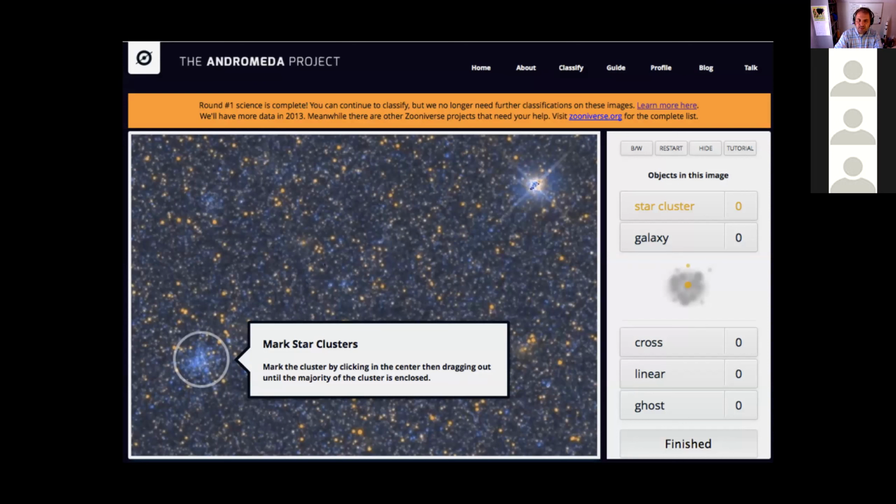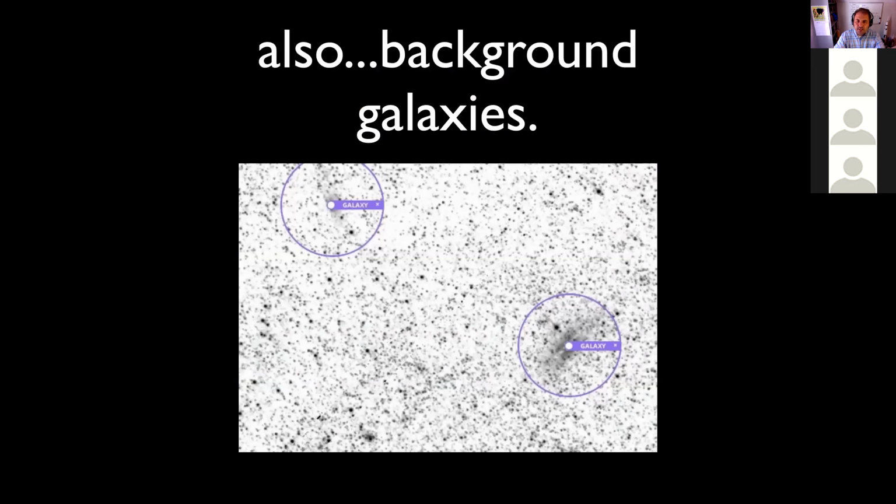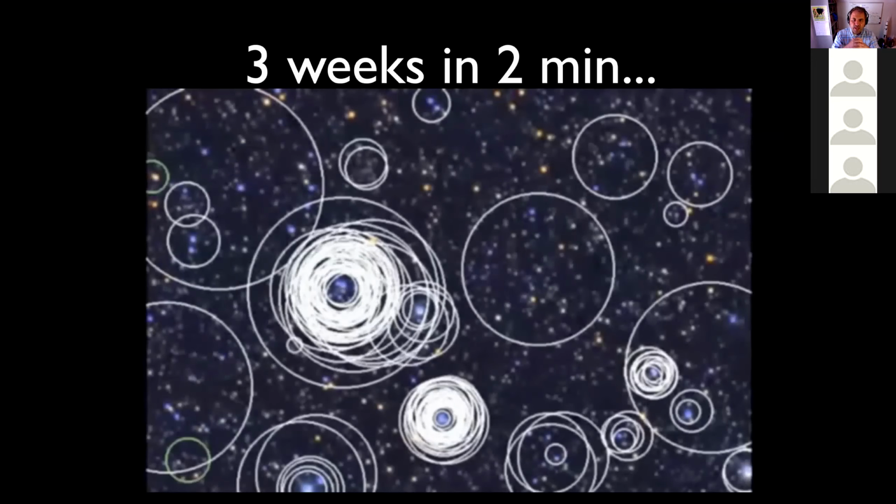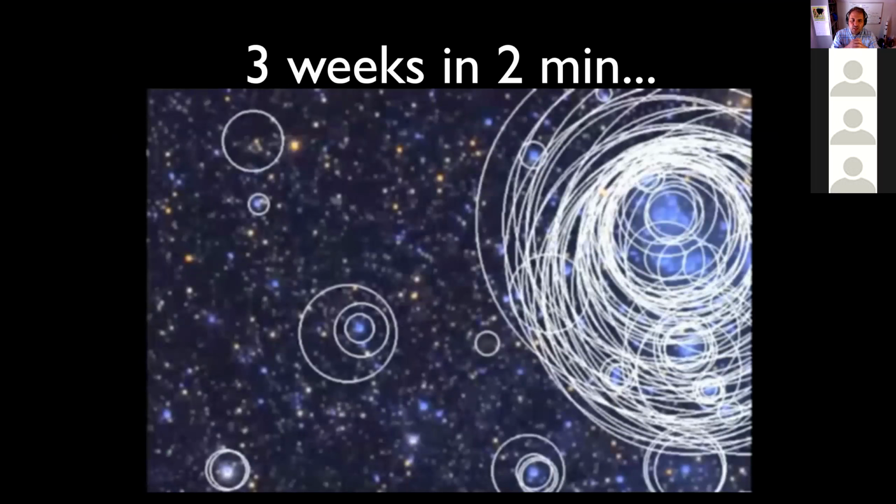And so we already had the tool, so the software infrastructure was there. The only thing we needed to do was mark things that were background galaxies seen all the way through Andromeda and clusters of stars. And so this is an animation of how fast that went.